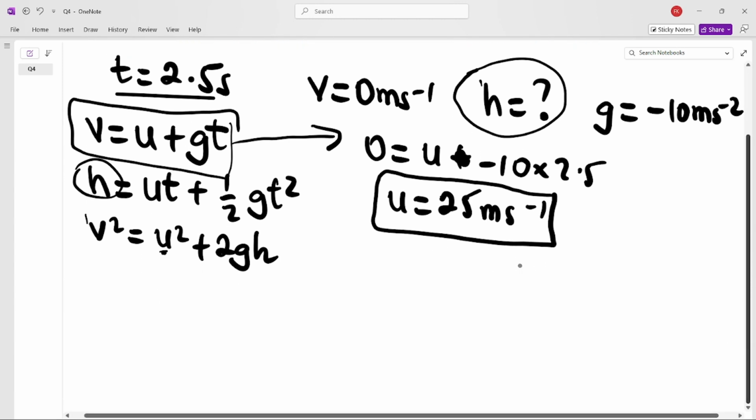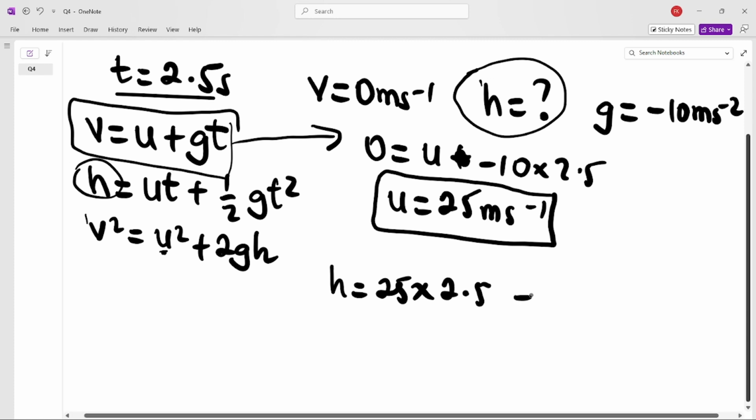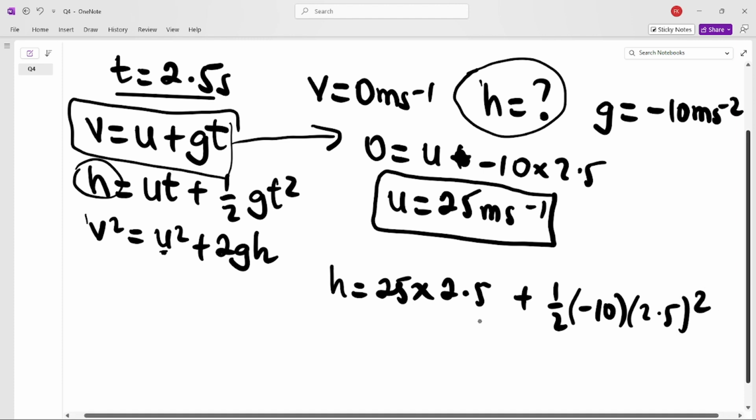Now that we know u, Millicent, are you there? Yes, sir. Okay, now that we know u, you can choose any of the equations. The simplest one is to use this one. So h is equal to ut, u is now 25 times t, which is 2.5, plus half g, and g is negative 10, and then t was 2.5 squared. We need a calculator here.